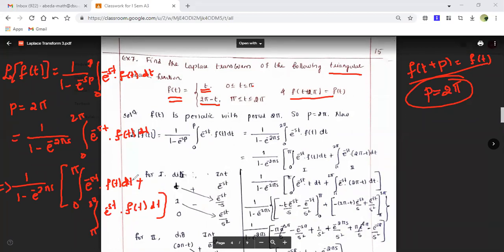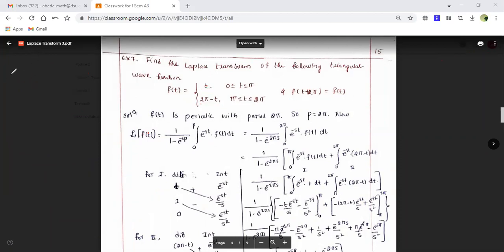Now we know f of t in the interval 0 to pi is t, and in the interval pi to 2 pi it is 2 pi minus t. Substituting these values, this will again be 1 upon 1 minus e to the power minus 2 pi s as it is, times integration 0 to pi e to the power minus st into t dt, plus integration pi to 2 pi e to the power minus st into 2 pi minus t into dt. So this is the function split.